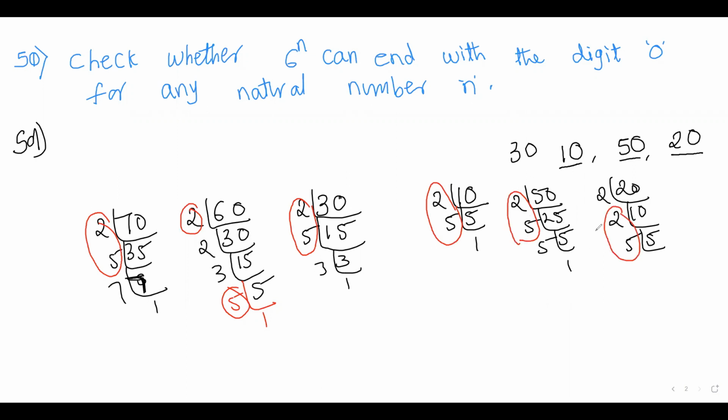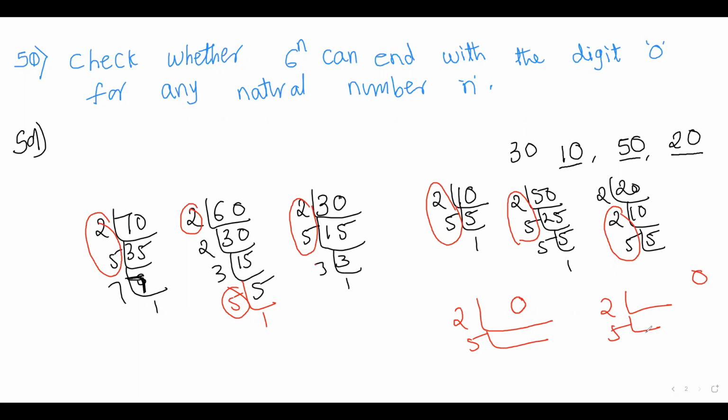Apart from 2 and 5, you may even get some other prime numbers like 3 and 7, maybe 11 also. Okay, we have tested a few. You can test more and more. You can even take bigger numbers. Try with bigger numbers also. If any number ends with 0, 2 and 5 are compulsory in its factorization. What does this mean? If 2 and 5 are in the factorization, that number ends with 0.